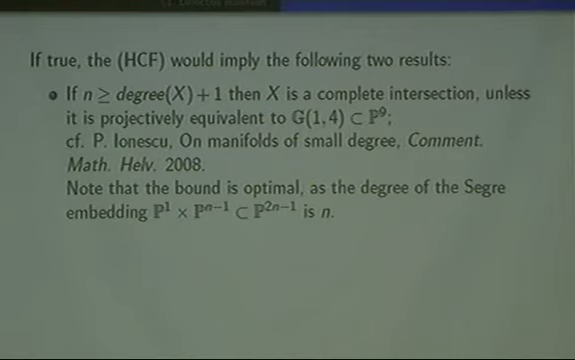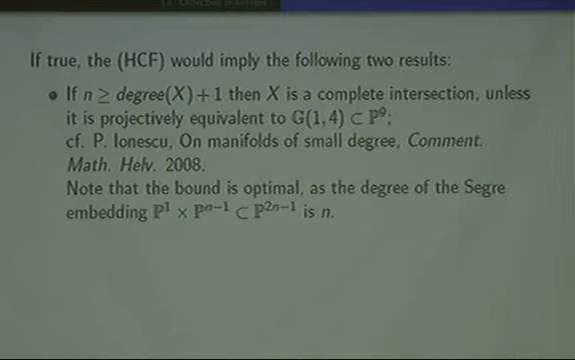Okay, let me also remind you that 35 years ago, independently Hartshorne and Barth and Van de Ven showed that if n is bigger or equal than a quadratic bound in the degree, then X is a complete intersection. And this was the starting point of the Babylonian tower type theorems, and so on. So that's a long story.